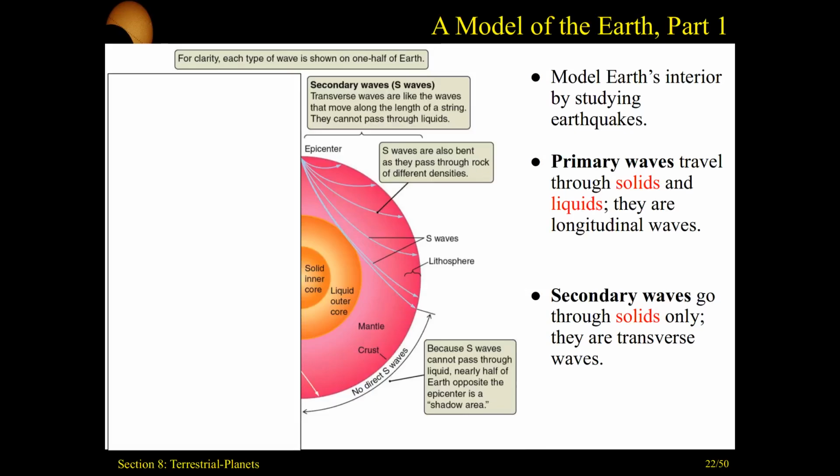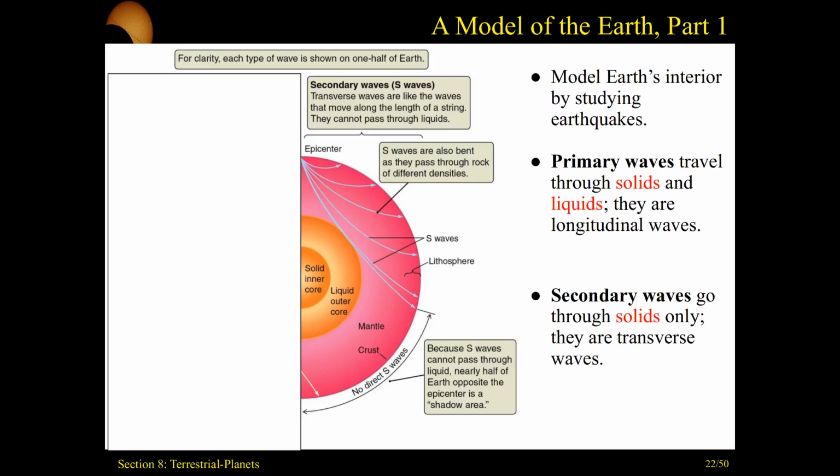Switching to the secondary or S waves. These are transverse waves, and they can only travel through the solid parts of material. And once again, here's the epicenter and your S waves. Well, they'll refract as they travel through material, traveling through the different densities of the mantle. But S waves cannot pass through a liquid region. It's only through solids that S waves can be transmitted.